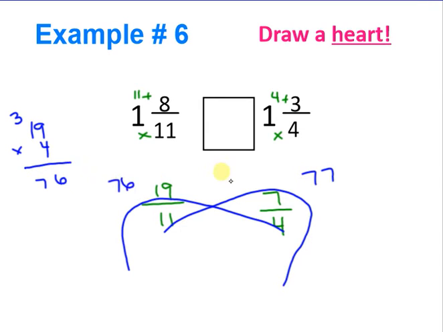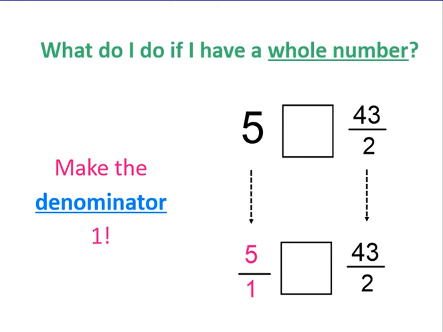76. So that was a close one, but 76 is smaller than 77, so that's the less than sign. All right, so we've covered proper fractions and mixed numbers. But now what happens if you have a whole number? Well, you should know the answer to that, but just in case you don't, you are going to make the denominator 1. So all you're going to do is add a fraction bar and put a 1 under it.